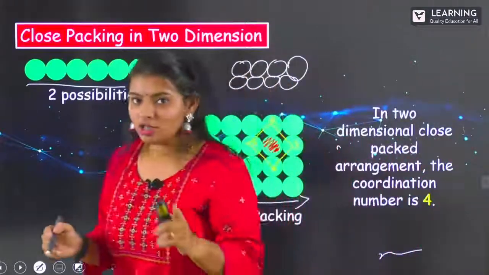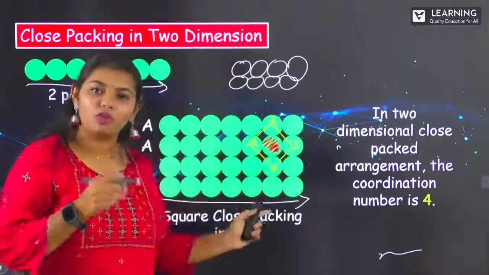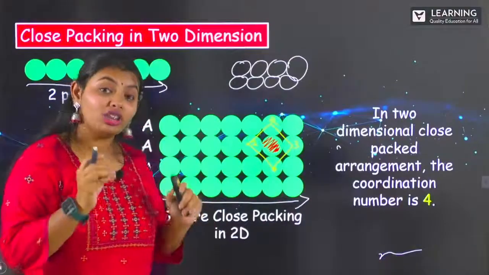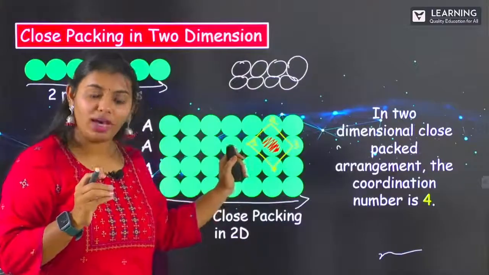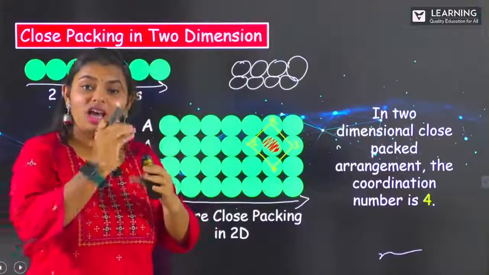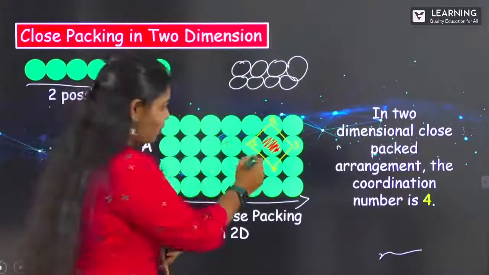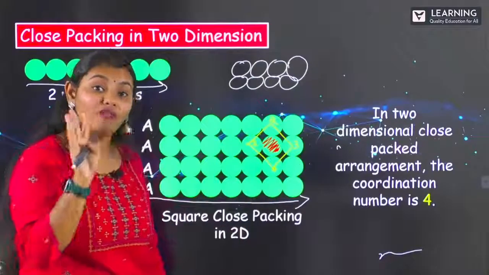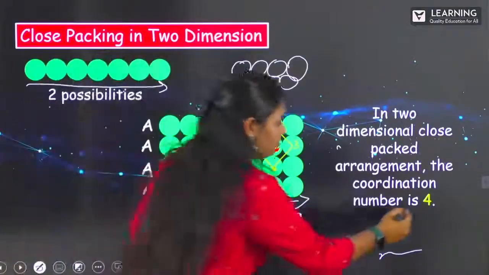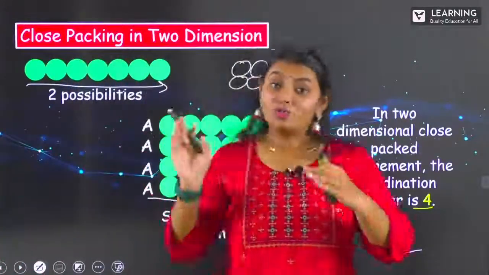Now we already saw in one dimension about coordination number, right? So what is the coordination number of the square close packing in two dimension? As I mentioned, coordination number is if you take any of the particles and count the number of possible neighboring particles, how many we get, that will be our coordination number. So here, as I told you, 1, 2, 3 and 4. There are 4 particles surrounding one particular particle. So the coordination number would be 4. This is one of the possibilities of close packing in two dimension.